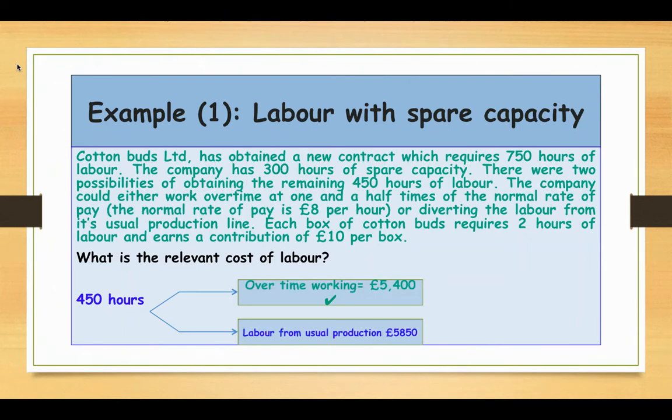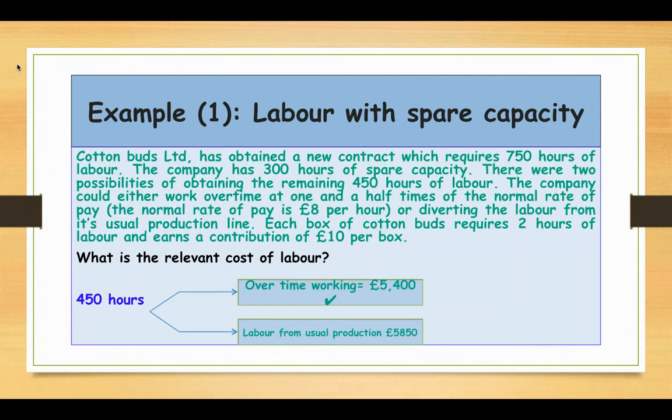Now option 2, you can pinch the labor hours from your usual production. So £8, the usual labor cost, plus the contribution foregone, because if you pinch the labor from your usual production, you will be losing contribution. How much contribution are you going to lose? Because each box of cotton buds requires 2 hours of labor and earns a contribution of £10 per box.